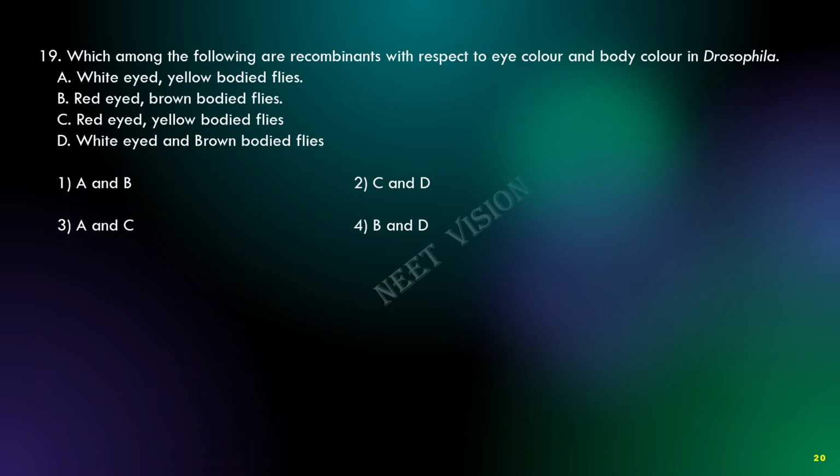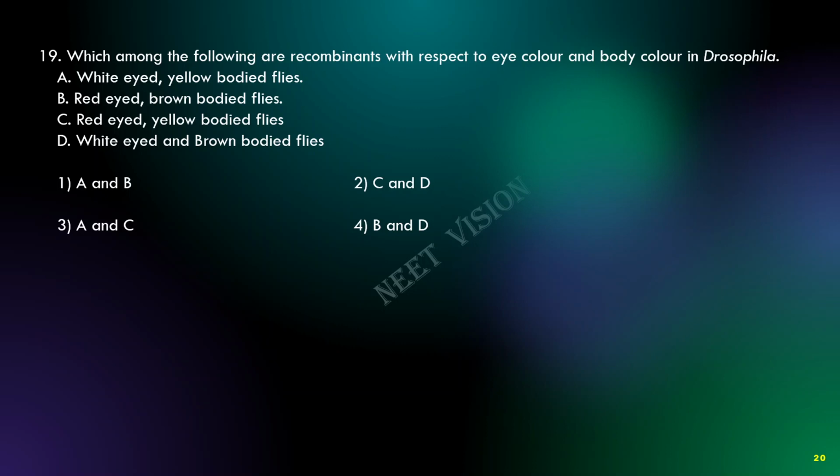Coming to the next question. Which among the following are recombinants with respect to eye color and body color in Drosophila? Which are recombinants that are formed in the F2 generation? White-eyed and yellow-bodied flies, they are not recombinants. They are true breeding. Red-eyed and brown-bodied flies, these are also true breeding, they are not recombinants.